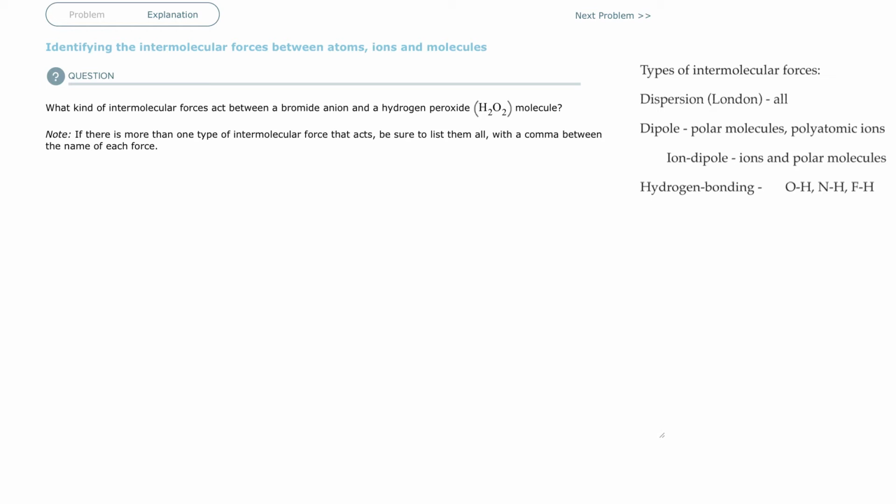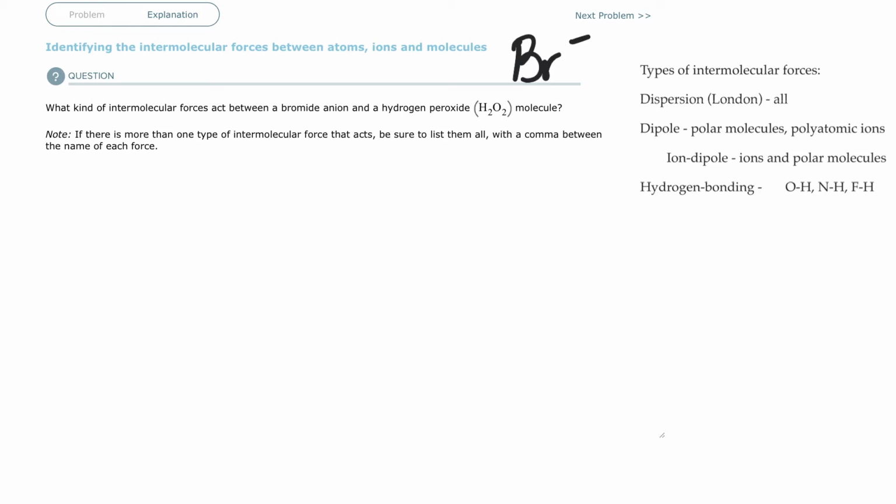Okay, so your question says, what kind of intermolecular forces act between a bromide ion? Okay, so a bromide ion, remember, is just Br negative, so it's an anion, so it's an ion. So I already look at this one that says ion-dipole, because since bromine is an ion, I bet something must be a dipole, maybe, and that would be a possibility. We'd have to check it out.